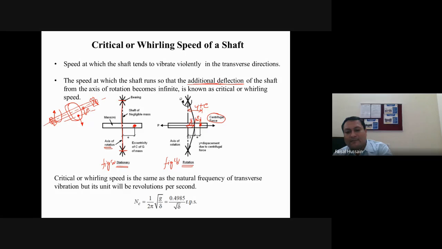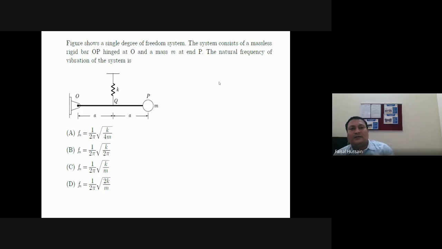Okay, now let us see this figure and try to solve the question. Here you can see that there is a cantilever type of beam. At one end it is fixed at pivot point O, and at the other end it has a mass, and that point is P. Also at point Q there is a spring attached. One end of that spring is attached to the rod and the other end is to the fixed end.